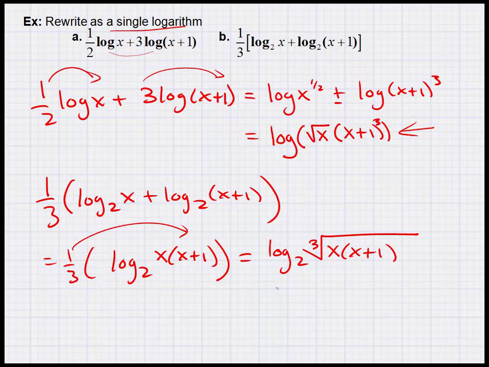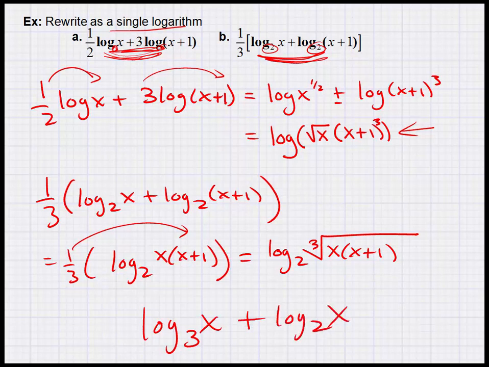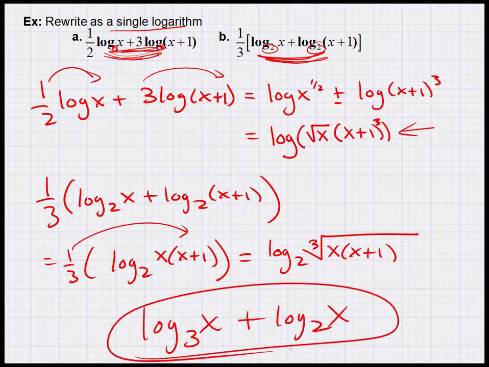The key to this is if I'm going to bring these logs together or bring these logs together, they have to have the same base. Here, these are both base 10, these are both base 2. If I have a log base 3 of x plus a log base 2 of x, I cannot bring these together as a product because the bases aren't the same. When I expand, I keep the bases the same, so when I go backwards, the bases have to be the same.